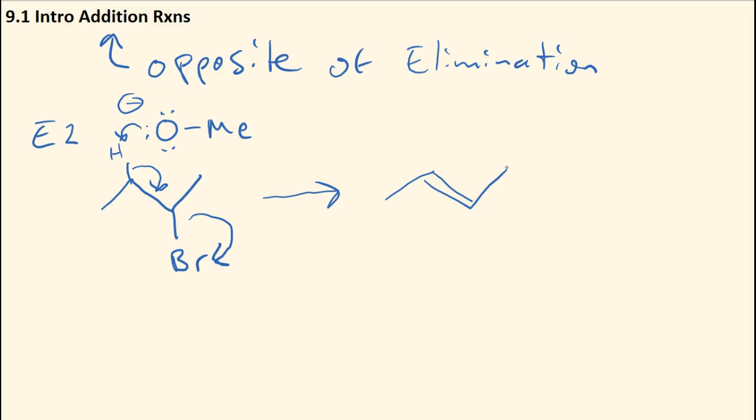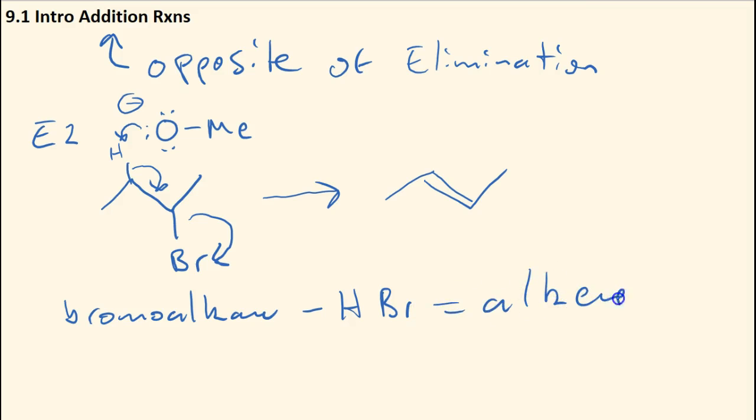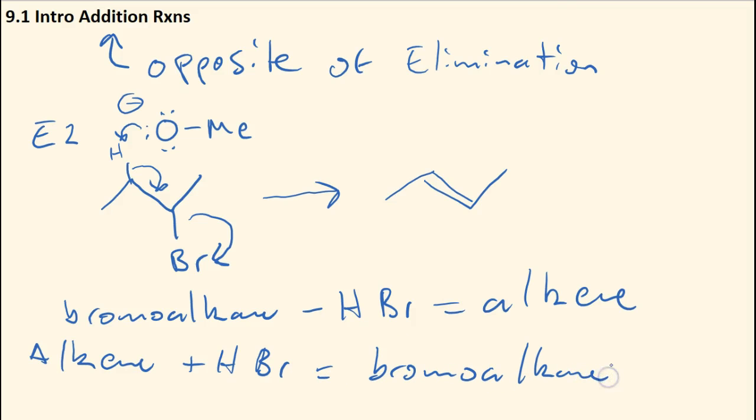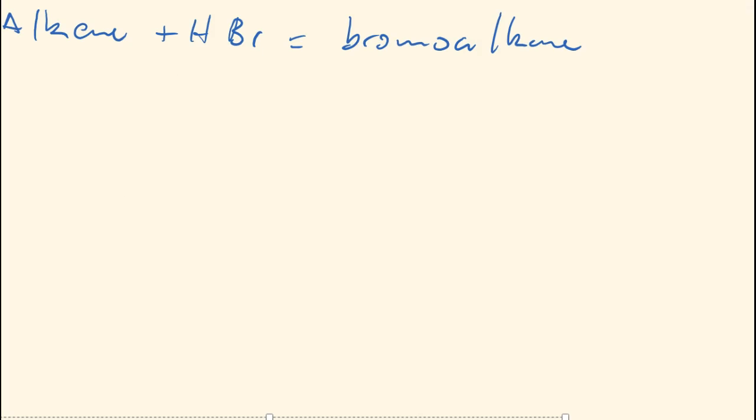Okay, so think about that. This is bromoalkane minus HBr equals alkene. And I said addition reactions are the opposite of that. That would be alkene plus HBr yields or equals the bromoalkane. So this is an example of an addition reaction.